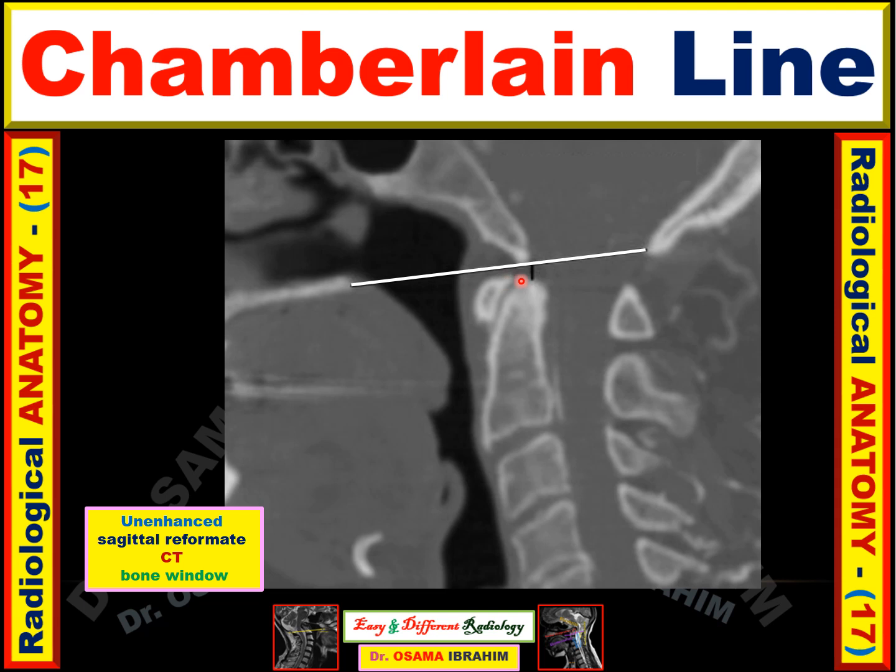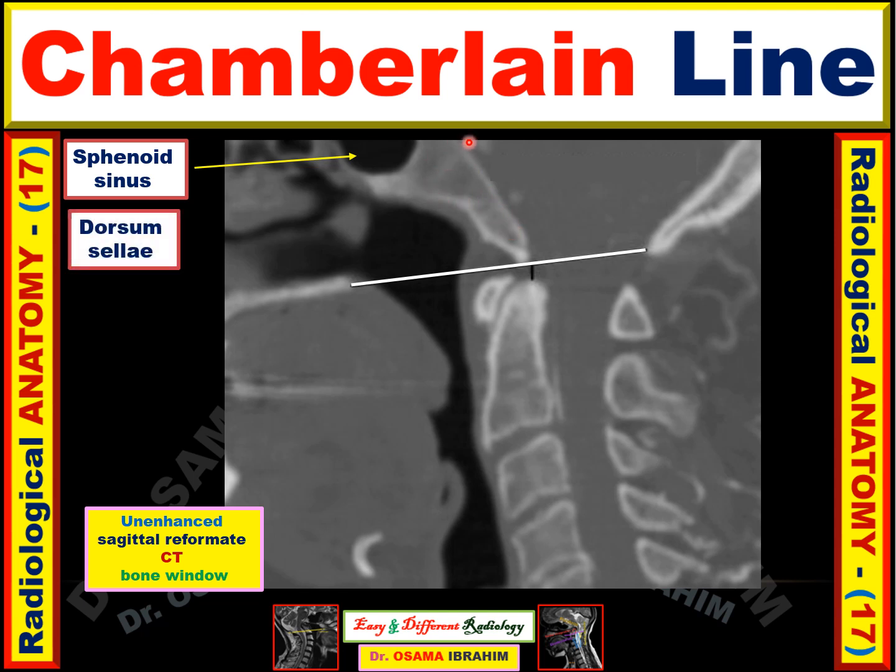Okay, the Chamberlain line is this white line, extending from this point to that point. This image is the unenhanced sagittal reformat CT image in the bone window. Let's label some anatomical areas in that image. The sphenoid sinus appears here in the most upper portion of the film, and the bone under the sphenoid sinus is called the clivus bone, and the most posterior edge of this bone is called the dorsum sellae.